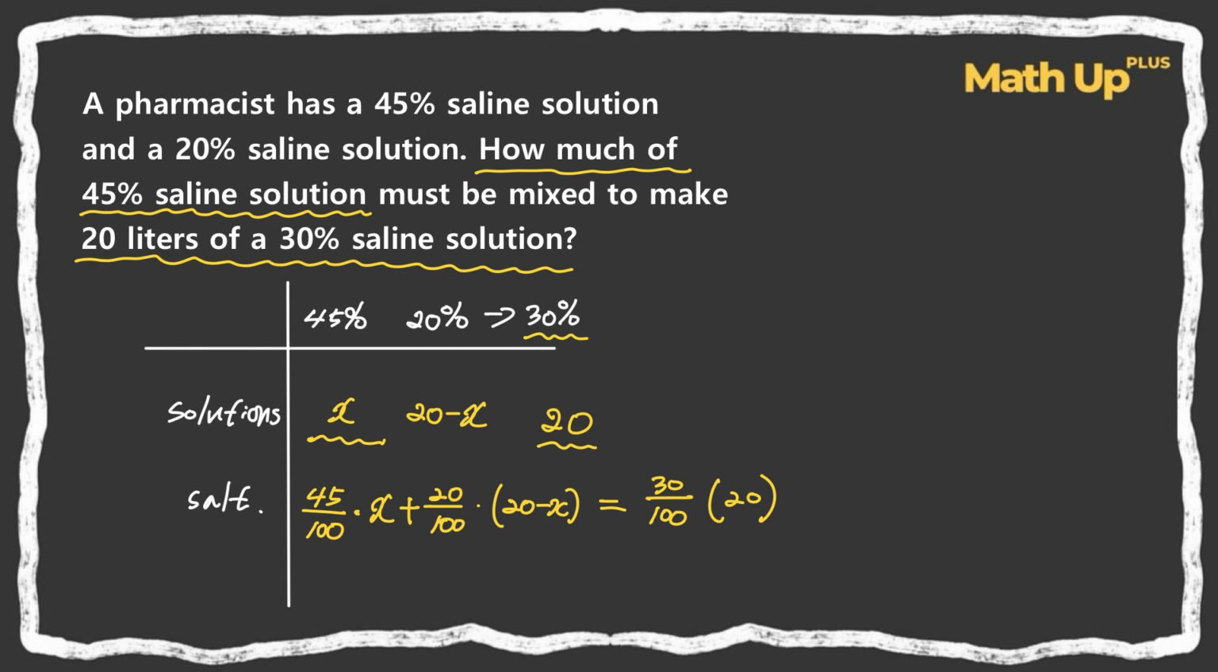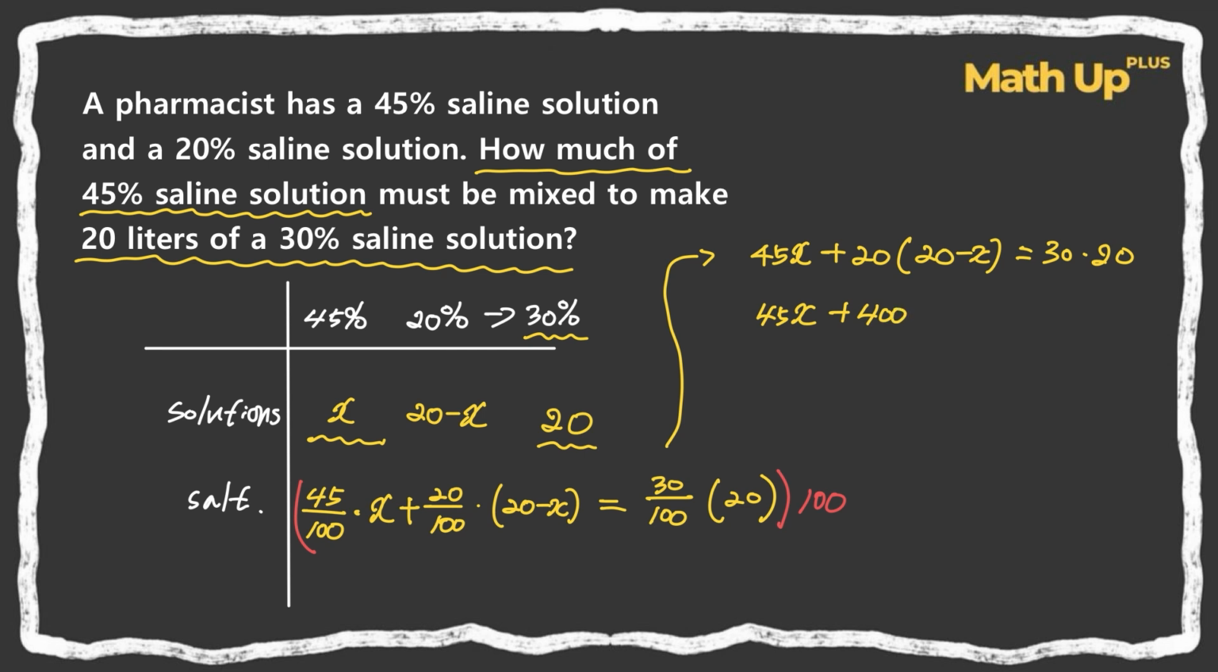Now we have to solve this equation, so multiply by 100 to eliminate the 100 in our denominator. Then that's going to be 45x plus 20 times 20 minus x is equal to 30 times 20. So 45x plus 400 minus 20x is equal to 600. 45 minus 20, that's 25x. That is equal to 200. So x is 200 divided by 25, that's 8. So 8 liters of 45% solution.